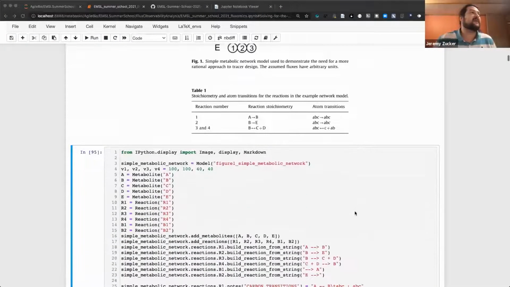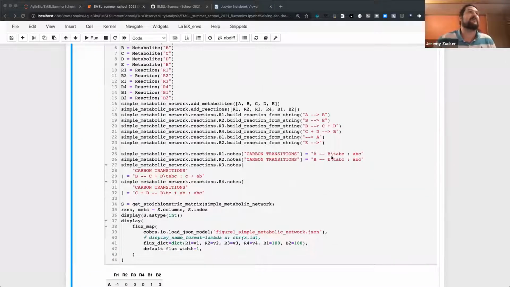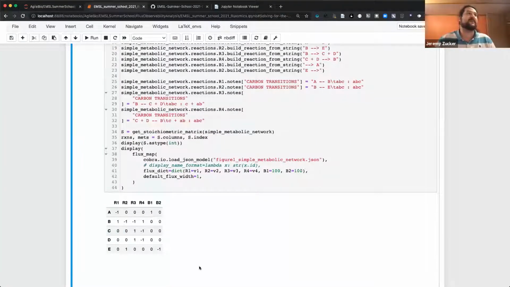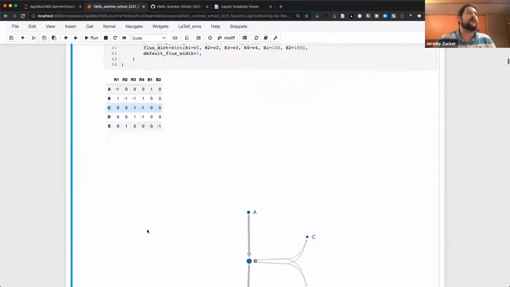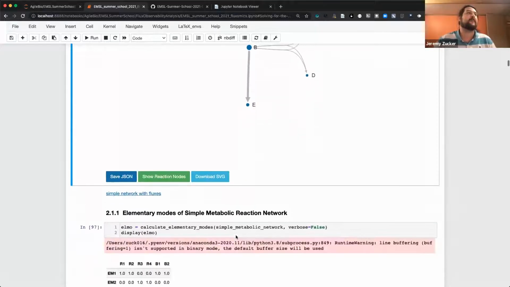Now we have a computational model, and we're capturing these carbon transitions here. When I click on it, we get the stoichiometric matrix of the network, just like we had before. This is what it looks like when we know what the fluxes are. There's 100 going down this way, and there's 40 going out and 40 going back.